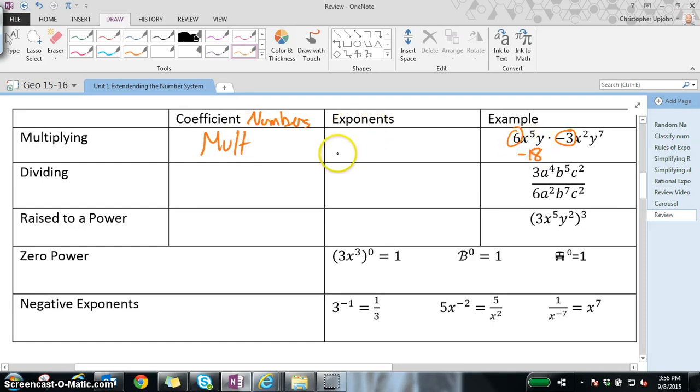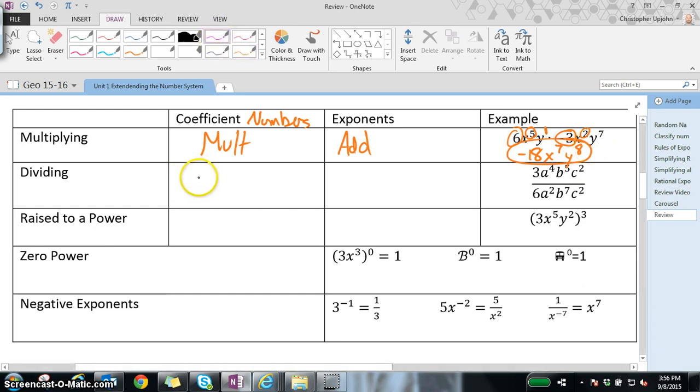Our exponents, when we multiply, we add our exponents. So x to the 5th and x squared gives x to the 7th. And really, we have a y to the 1st here. If it was 0, we wouldn't see it. It was y to the 8th. And that's fine the way it is.